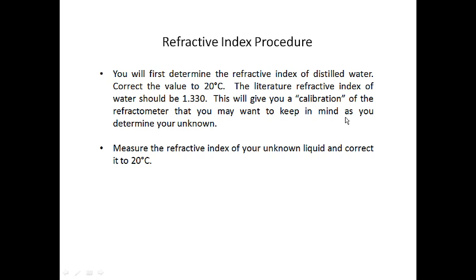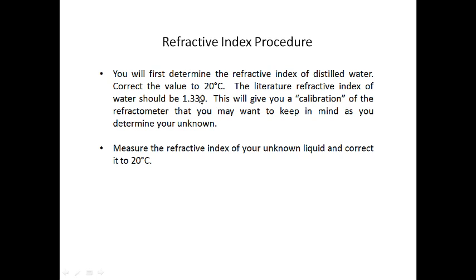Once you have been shown the procedure on how to make the refractive index measurement, probably the best thing to do is to measure the refractive index of a known material so that you can not only calibrate the instrument, but calibrate how good you are at it. So what I suggest is take some distilled water and make the measurement. The literature refractive index of water should be 1.330. I know that's not 4 decimal points, but I think it's 1.3300 at 20 degrees Celsius.